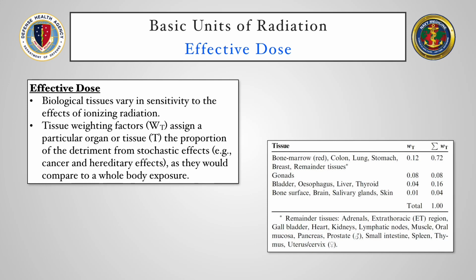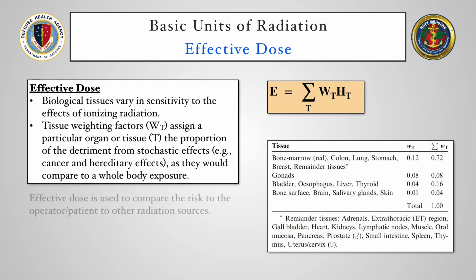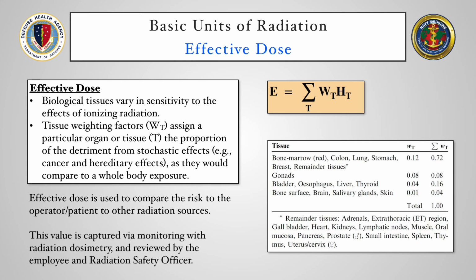So as you can see on the screen, we have some of the various tissue weighting factors straight out of ICRP 103 from 2007. The effective dose is the sum of each equivalent dose to each organ or tissue, corresponding with the weighting factor. Effective dose can be used as a comparison of the risk from diagnostic imaging studies or occupational work with ionizing radiation to the risk from other radiation sources, such as cosmic radiation or radon in rocks and soil.